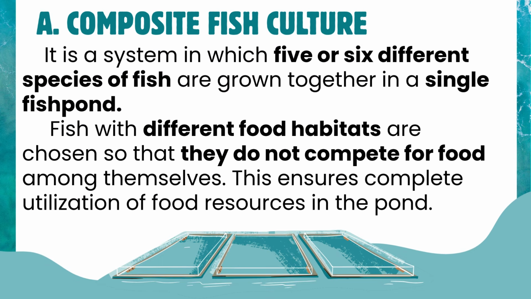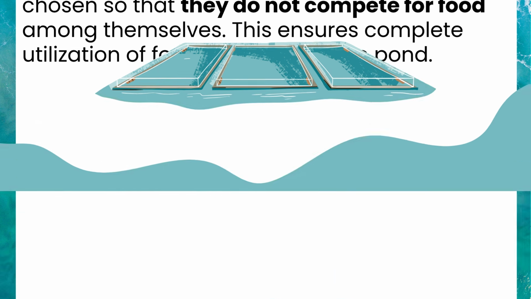Composite fish culture. It is a system in which 5 or 6 different species of fish are grown together in a single fish pond. Fish with different food habits are chosen so that they do not compete for food among themselves. This ensures complete utilization of food resources in the pond.